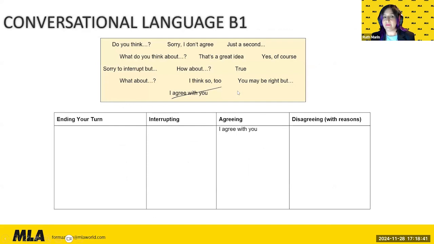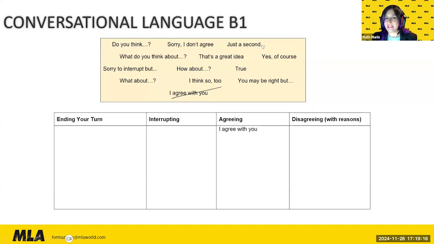Okay, so this is something I do first. Basically, I don't give them the top part. I always start by giving them an example. I tell them functional language chunks they can use. I just give them the table: ending your turn, interrupting, agreeing, disagreeing politely. And I ask them to collaborate together and see if they remember any sentences. If you are dealing with lower level learners, then I'll give them these top parts from the very beginning.